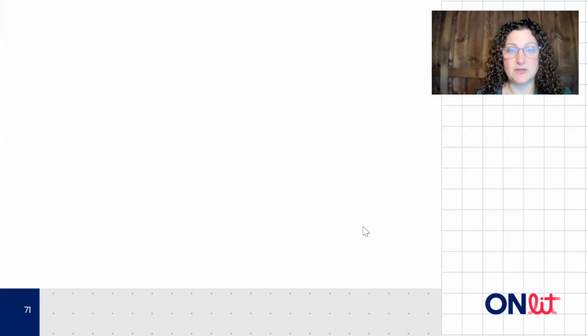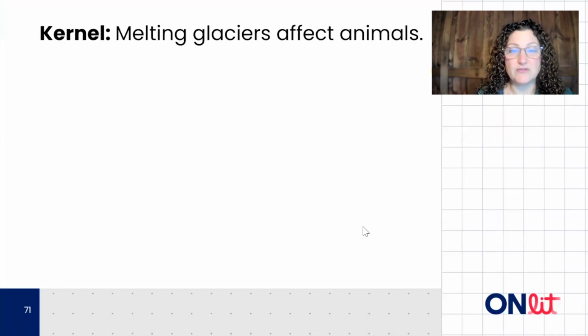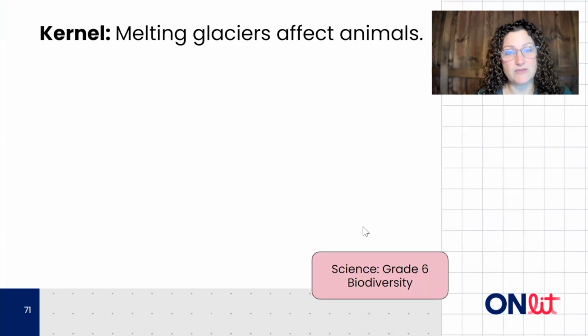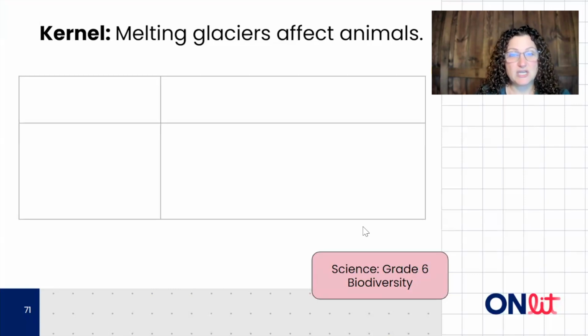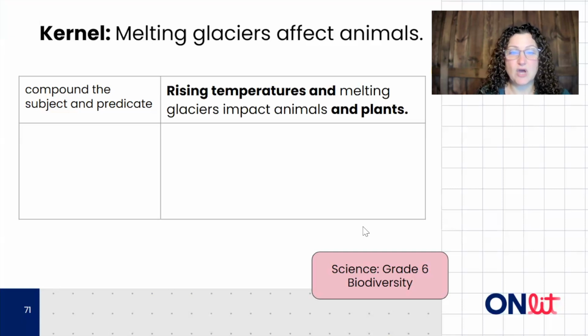Through the previous example, we hope you recognize the potential to use any topic or subject area to embed syntax work into. Here is an example of a kernel that a grade 6 student might work with while learning about biodiversity and climate change. Educators can prompt students to compound the subject. Is there a related example of climate change that you can use to compound the subject using the word and? What about compounding the predicate? Does climate change affect anything other than animals?